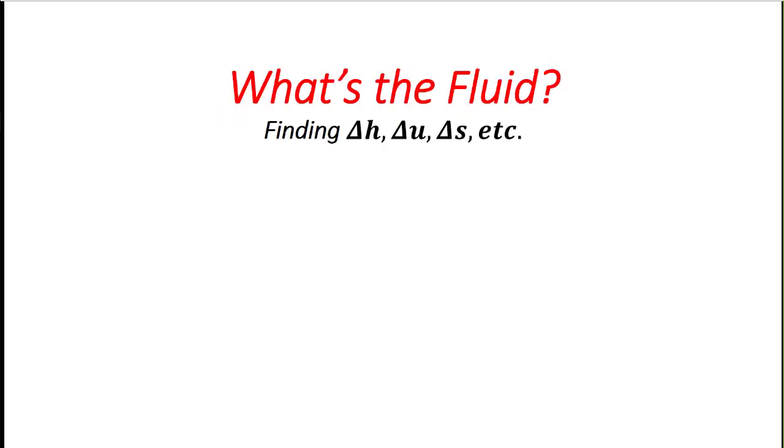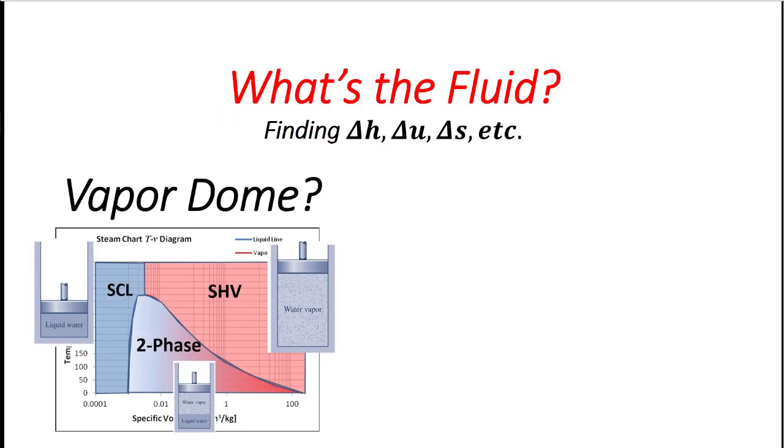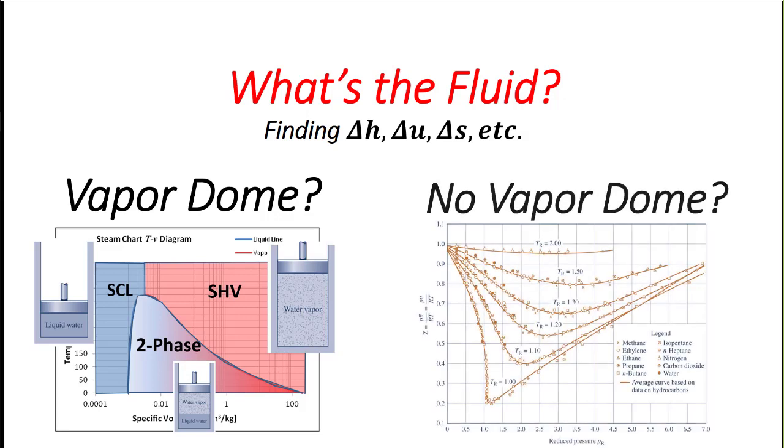Then we have to ask ourselves, what's the fluid? If it's water or refrigerant, then we're interested in what the phase is, and we have to draw a vapor dome, because you're going to get asked to draw PV, TV, or TS diagrams. You should know how to draw those diagrams for all of the different cycles. If it's a Rankine cycle, or a heat pump, or a refrigeration loop, you have to draw a vapor dome on your TS diagrams.